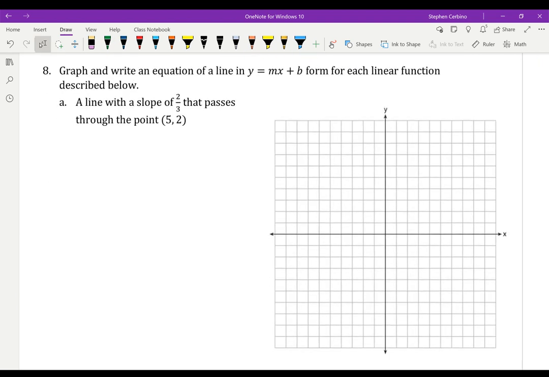For number 8, I'm giving you enough information to graph the line. So I'm giving you a point, 5, 2. And I'm giving you a slope of 2/3, so that's up 2 to the right 3. I can do the opposite. And I can graph the line. I don't even need the equation to graph the line. As long as I have a point and the slope, I can graph my line.